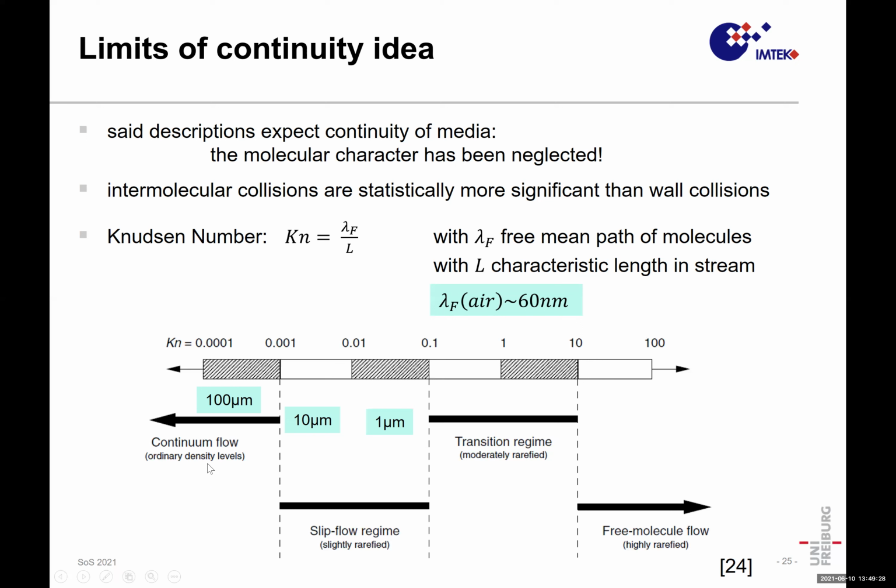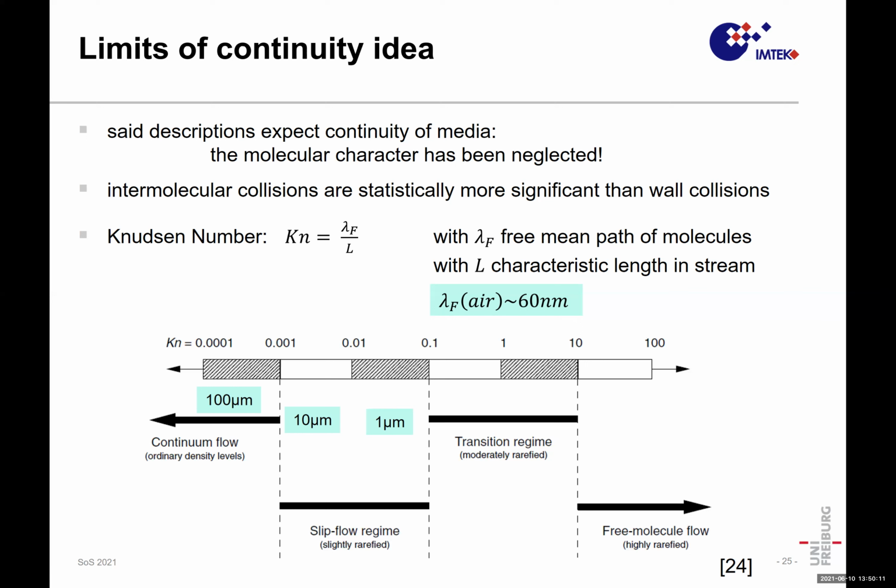We have continuum flow for dimensions around 100 micrometers typically. Everything is valid, and all that we reflected before is also valid. Already in the range between 10 and 1 micrometer, we get what I call the slip flow regime. So you might eventually not have zero flow at the side wall, and you have to do computational effort to identify this slip along a wall. Of course, then there's a transition regime.